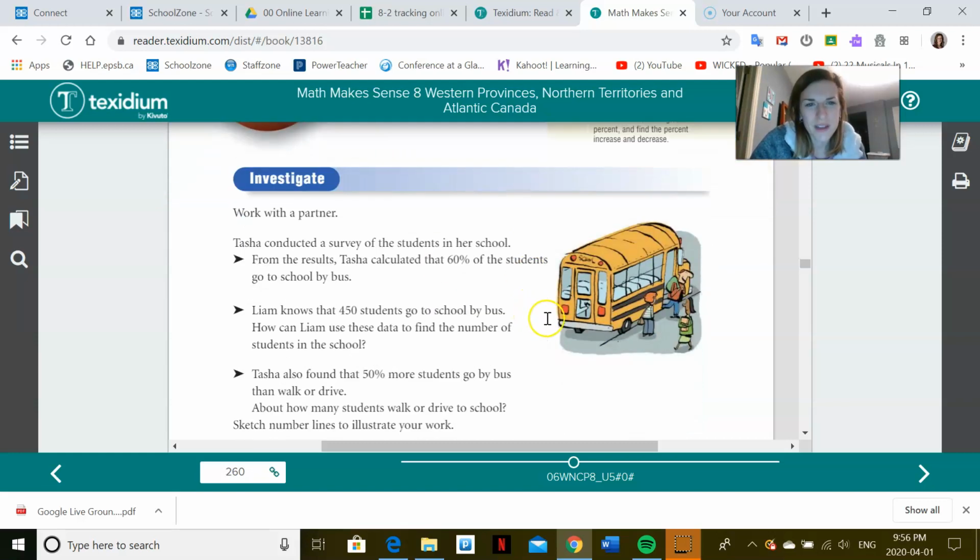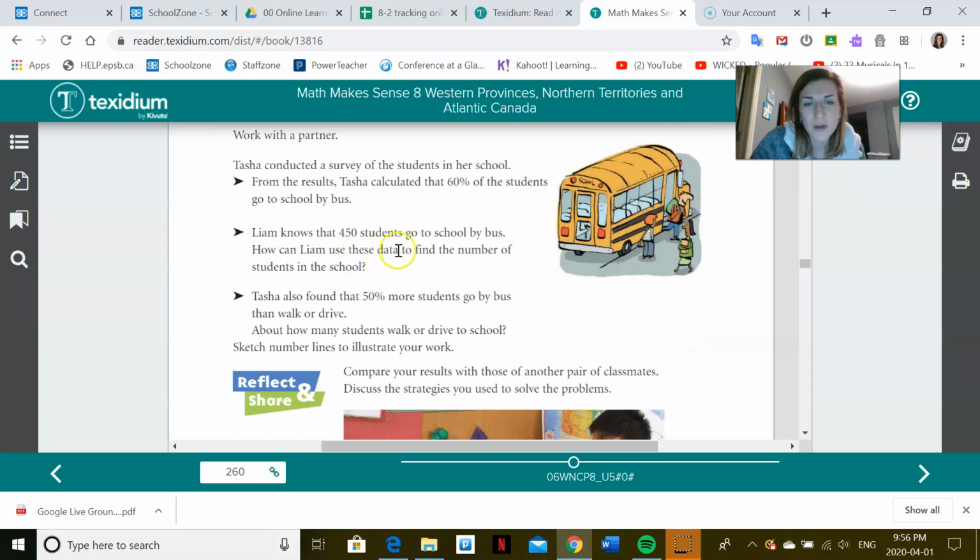For 5.3 here, the first question talks about a girl named Tasha, and it says that she conducted a survey of the students in her school. From the results, Tasha calculated that 60% of the students go to school by bus. Liam knows that 450 students go to school by bus. So they just told us that 60% is the same as 450 total. But we don't know what the actual total number is. So they want us to figure that out.